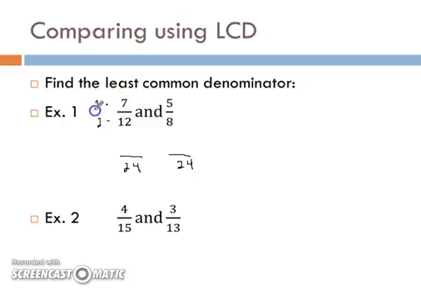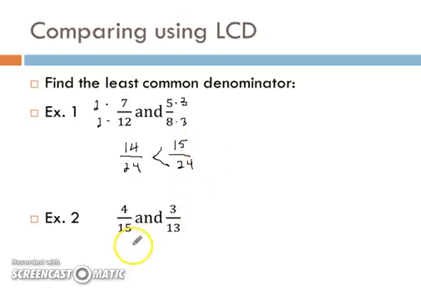So 7 times 2 is going to give us our new numerator. So 7 times 2 is 14. Over here, 8 times 3 is how we get to 24. So 5 times 3 is how we get to our new numerator, which is 15. And 15/24 is larger. You look at the numerators once the denominators are the same.